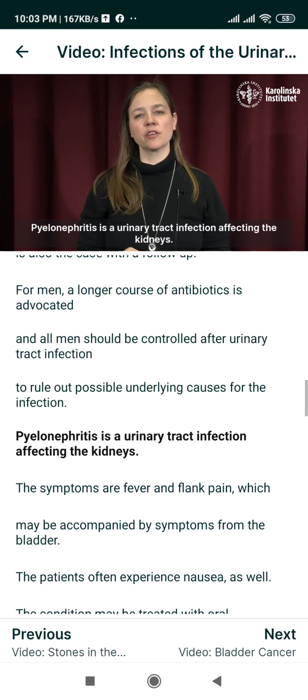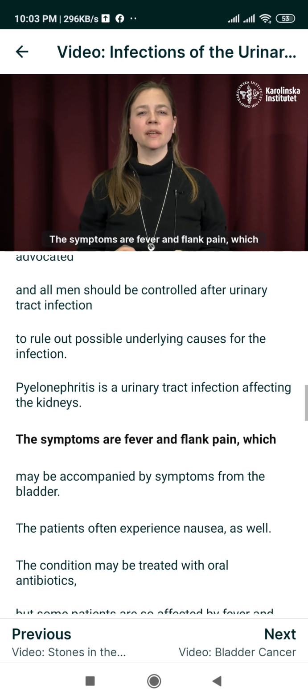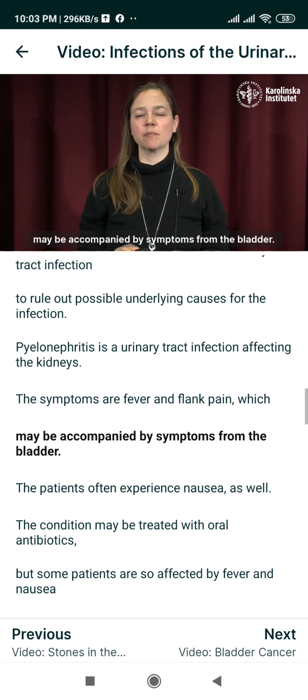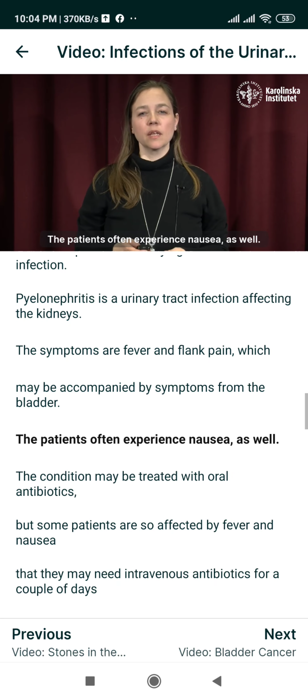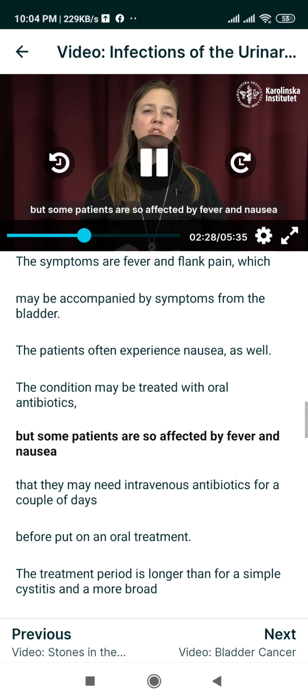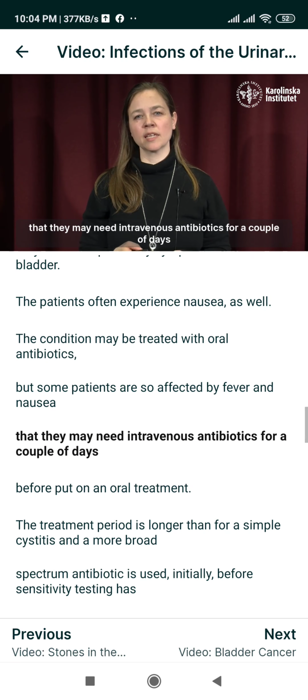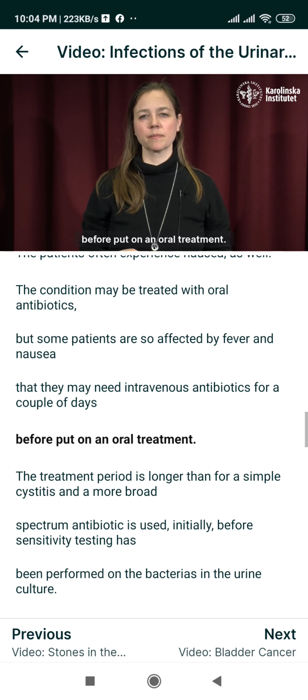Pyelonephritis is a urinary tract infection affecting the kidneys. The symptoms are fever and flank pain, which may be accompanied by symptoms from the bladder. The patient often experiences nausea as well. The condition may be treated with oral antibiotics, but some patients are so affected by fever and nausea that they may need intravenous antibiotics for a couple of days before being put on an oral treatment.